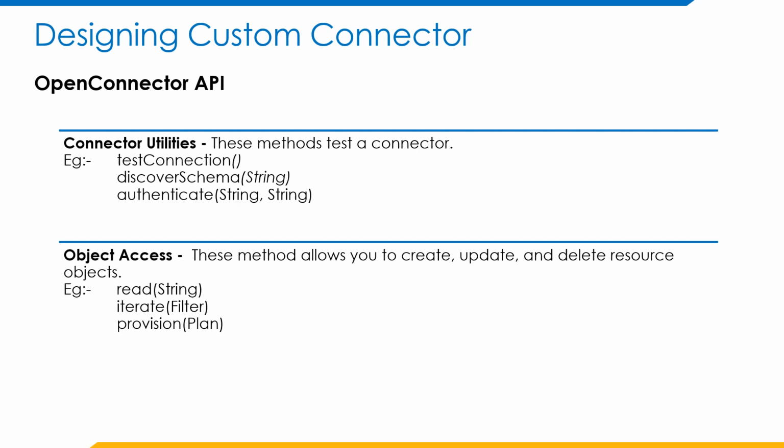Connector utilities. These methods test a connector. Example: test connection, discover schema, authenticate, etc. Object access. These methods allow you to create, update, and delete resource objects. Example: read, iterate, provision, etc.